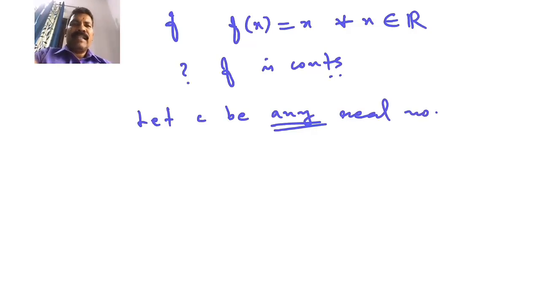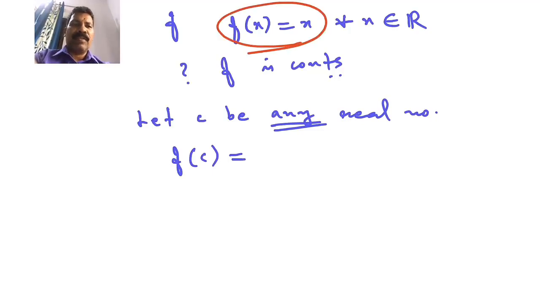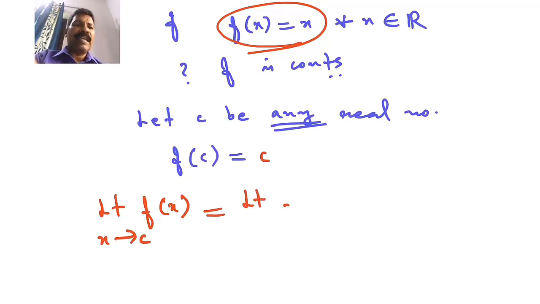Then clearly, function f is defined at c. And f of c, what is f of c? We know what is f of x. f of x is x, so f of c is c only. Also, let us consider limit f of x as x tends to c. Then what is it? That is equal to limit of x, because f of x is x only. Therefore, limit of x as x tends to c, we know this limit is c only.